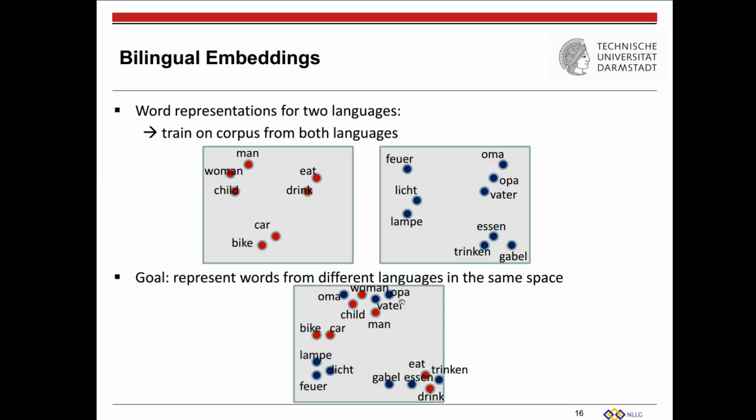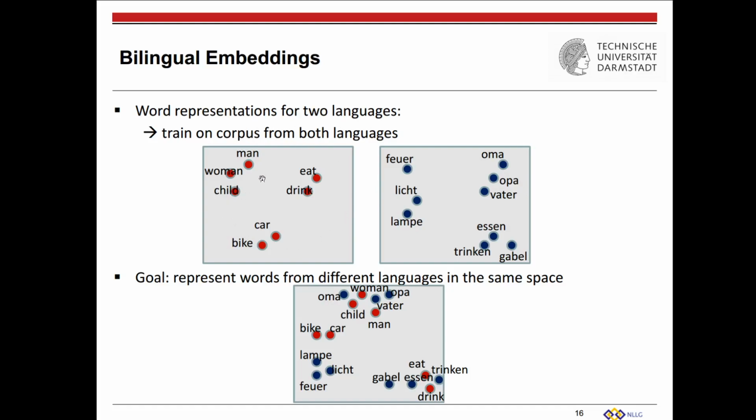Okay, so this was multi-sense embeddings. Now let's go to bilingual embeddings. So what are bilingual embeddings? So the idea is, first, what are monolingual embeddings? These are the embeddings that we already know.